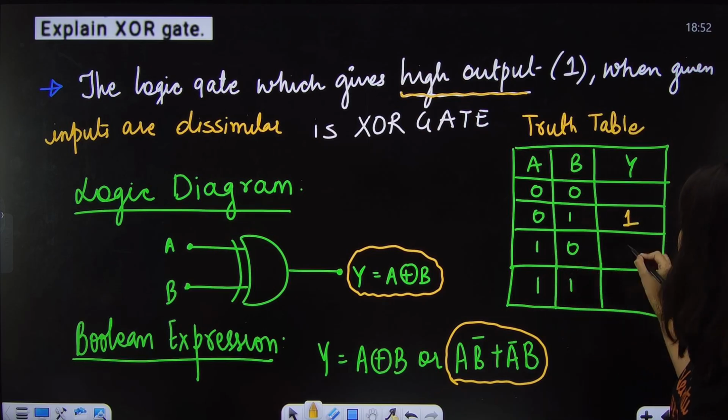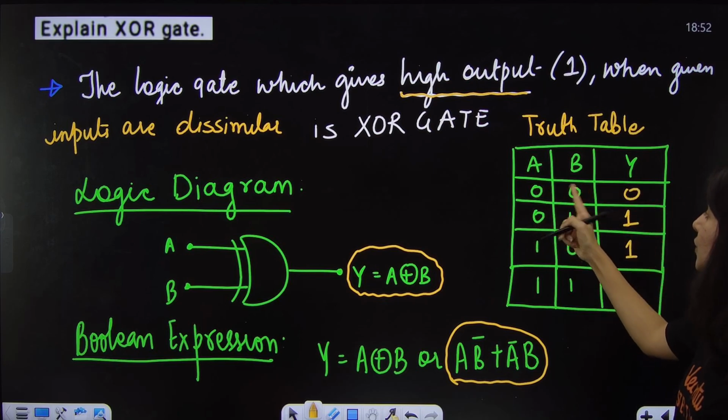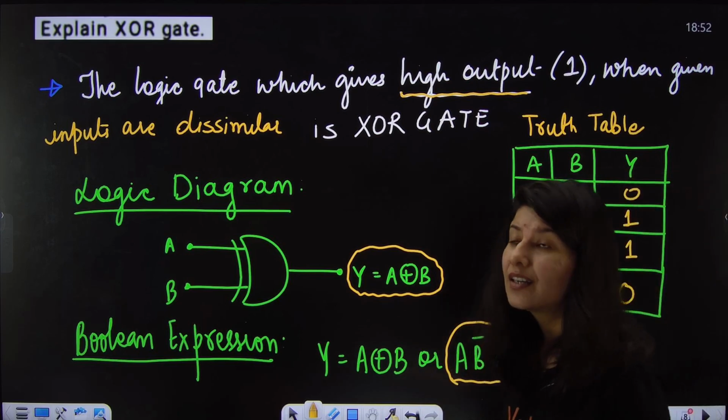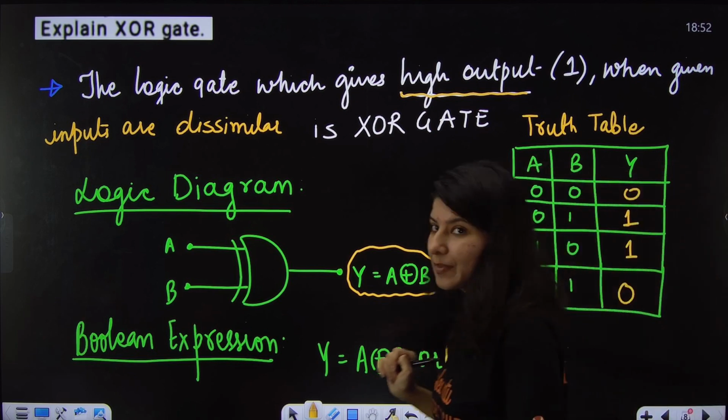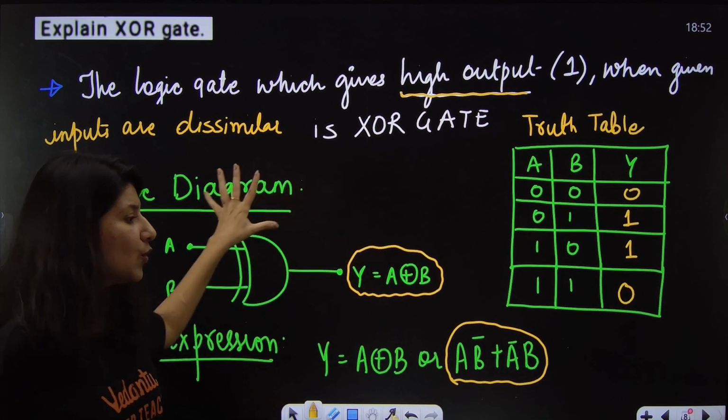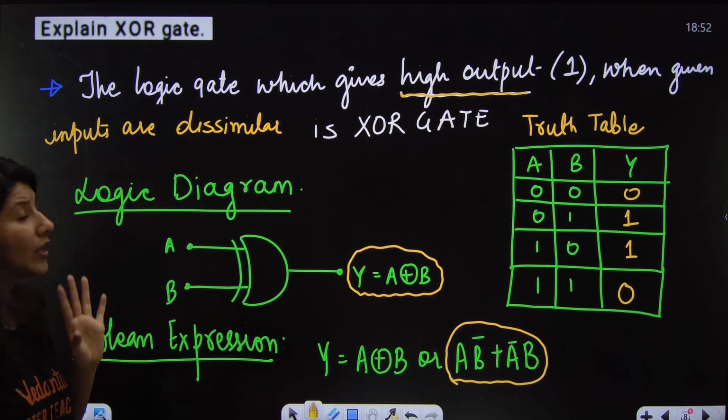Same, 1, 0, so you will get high output. Otherwise, you will get 0, because here the inputs are similar. So you will get low output. Inputs are similar, low output. This is how your truth table is. So this is how you will explain the XOR gate.